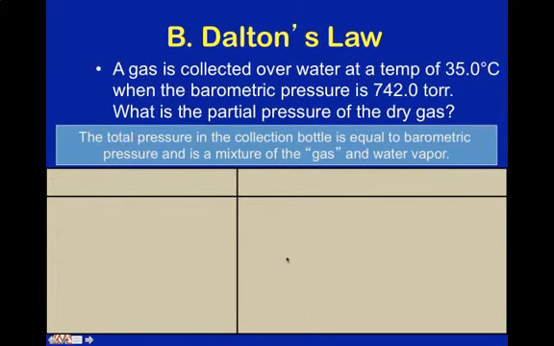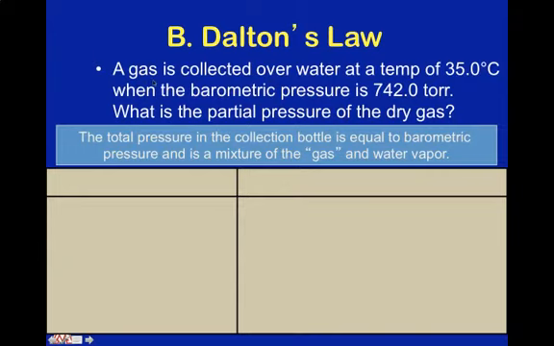So let's look at a slightly different problem where it's very similar. Gas is collected over water at a temperature of 35 degrees Celsius when the barometric pressure is 742 torr. What is the partial pressure of the dry gas? Okay, so our total pressure is going to be 742.